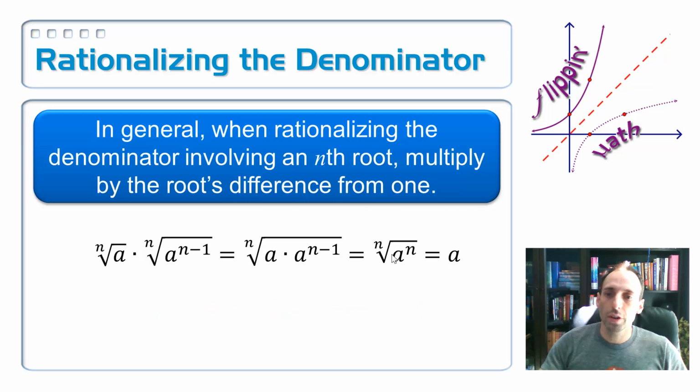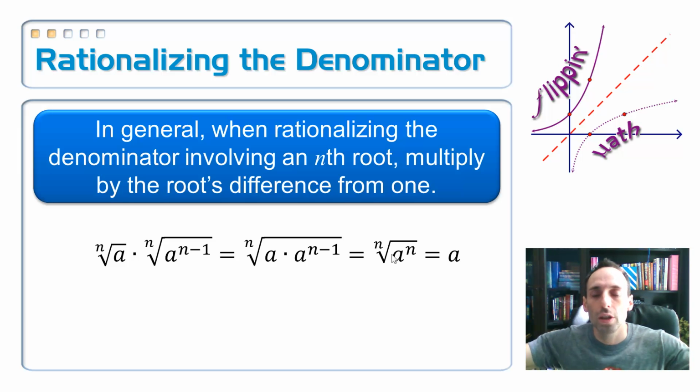Okay? So here it is in nth root notation. So the nth root of a times the nth root of a to the n minus 1, you get to bring those things together, and then a times a to the n minus 1, you would add the exponents together, and you would get a to the n, and then the nth root and the a to the n, they cancel each other out, just giving you a back.